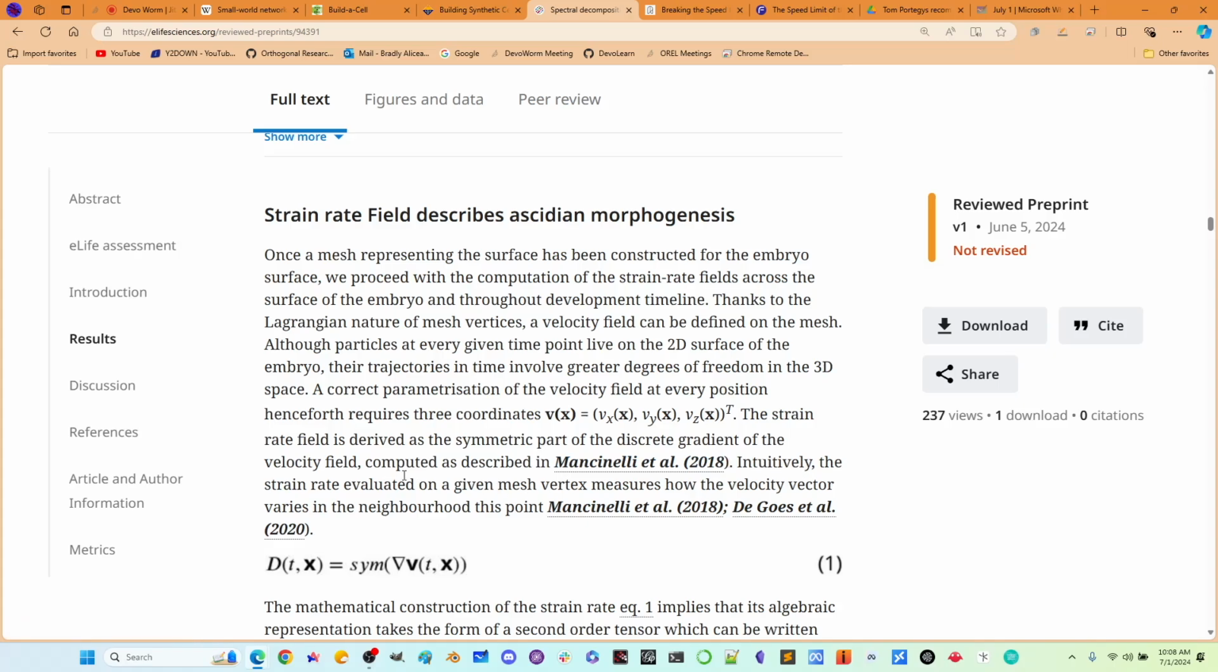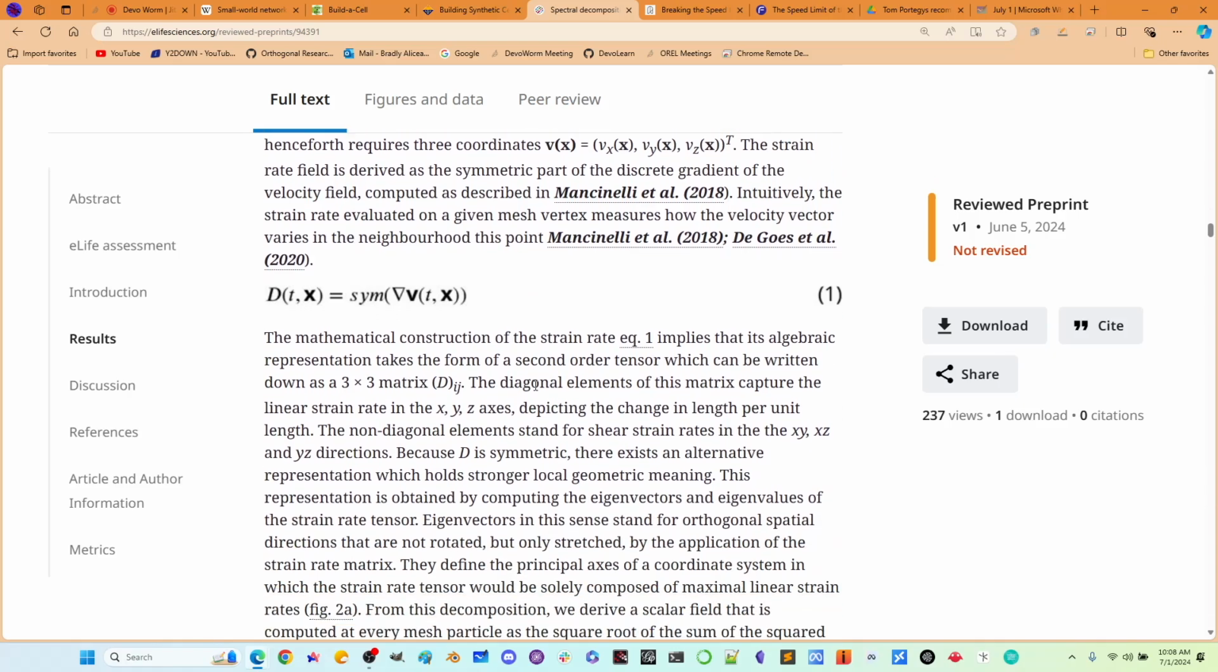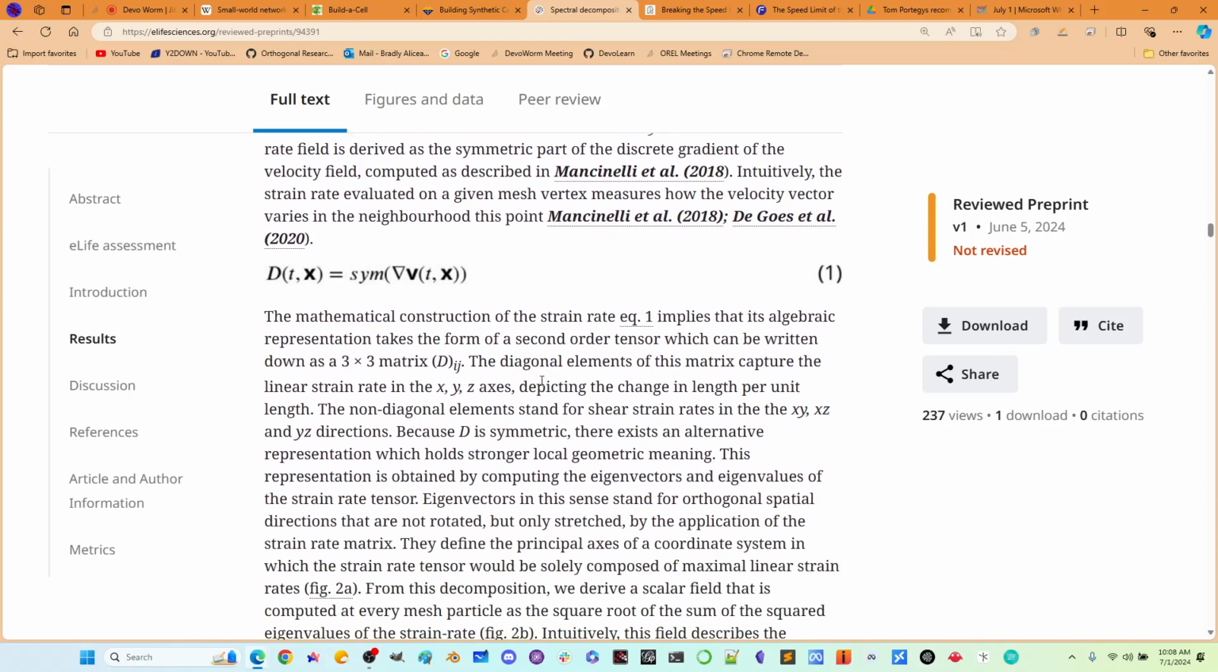Intuitively, the strain rate field, the strain rate evaluated on a given mesh vertex, measures how the velocity vector varies in the neighborhood at this point. So this is the point here, and this is, I guess, how the velocity vector varies depending on the symmetry and what's going on locally in the embryo. So this allows us to look at these local variations in the embryo.